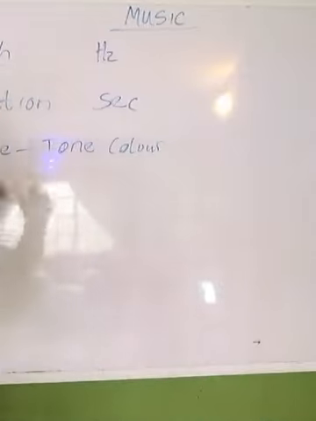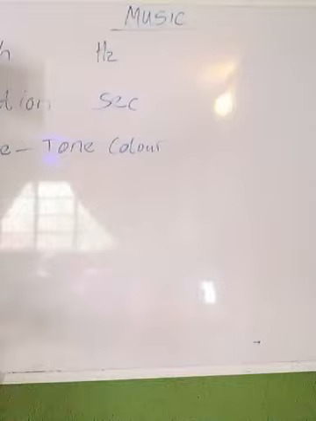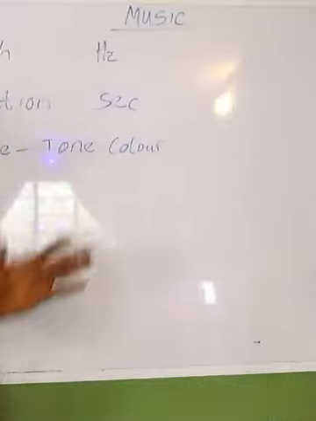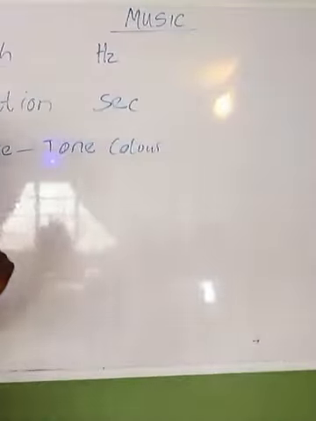So the very first property of sound is the pitch, which is the relative highness or lowness of sound. The next one is what? The duration. How long does the sound last? The third one is the texture of the sound, that is the tone color of the sound, the timbre, which is the texture of the sound.